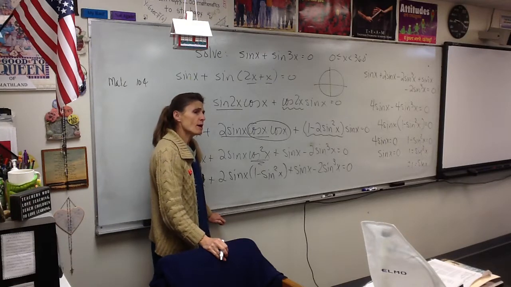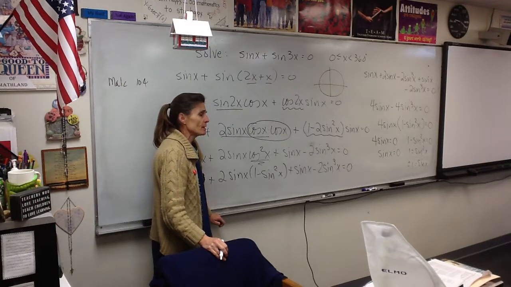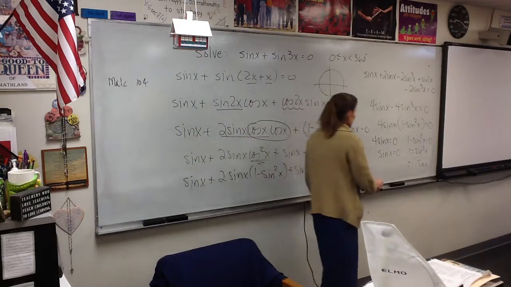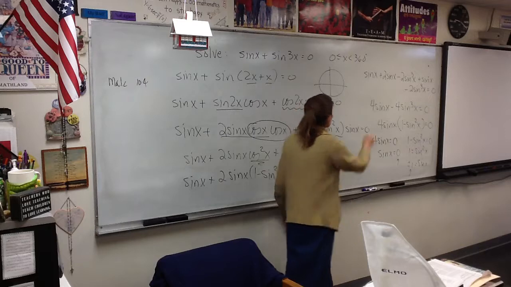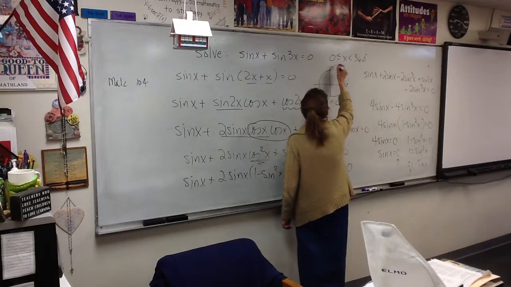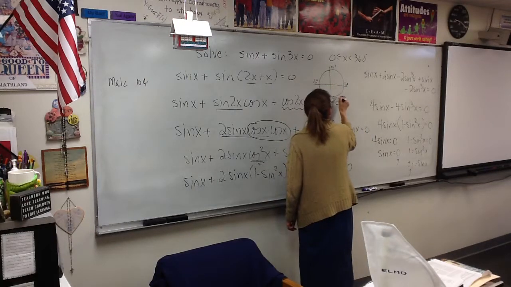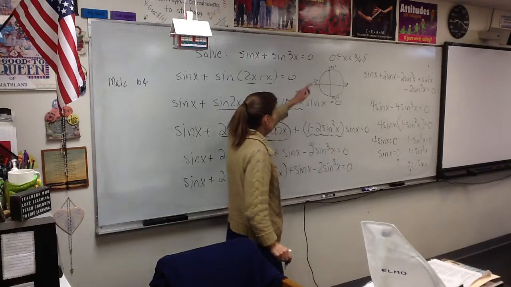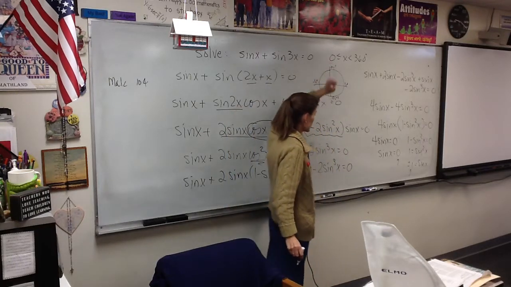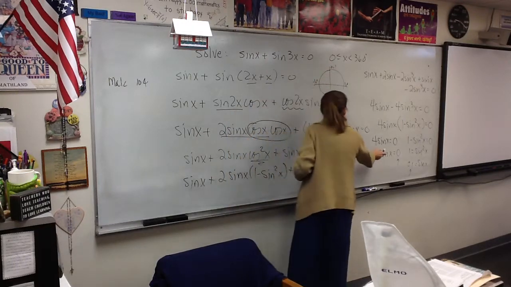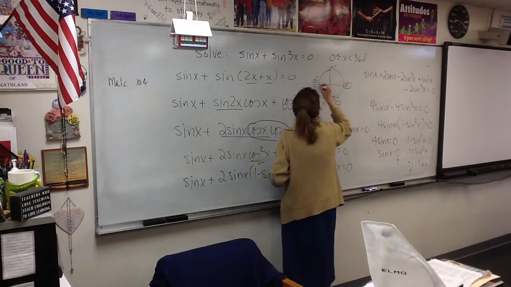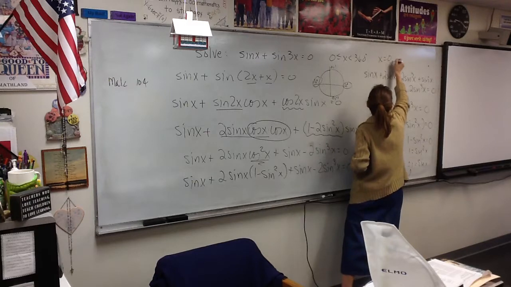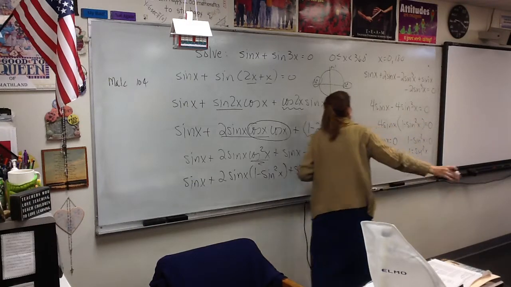Am I going to draw any triangles this time? No, because look, I have zeros and I have ones. Those are somewhere on the circle here. This time we're answering in degrees because of the directions. Where is the sine 0? Here and here. So we'll say x is 0 and 180. Very good. Whoever shared that, that's awesome.